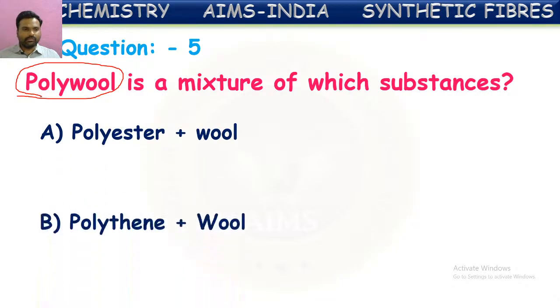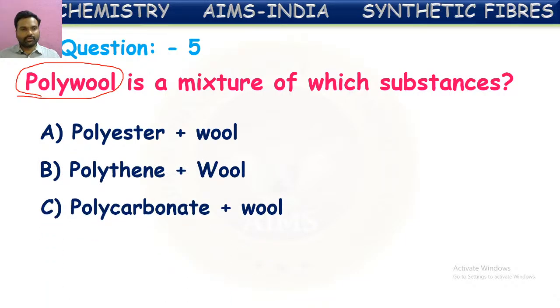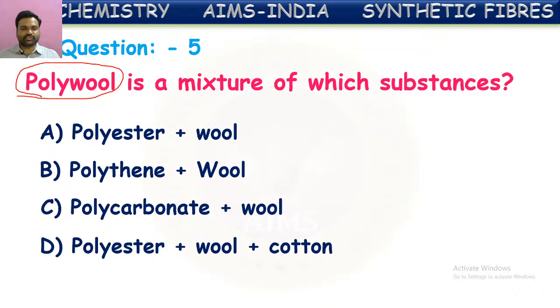Polyester and wool, polythene and wool, polycarbonate and wool, polyester plus wool plus cotton. So what will be the correct answer for this poly wool? Yes, can you give? Poly wool means, yes, you are correct. It is made from polyester and wool.